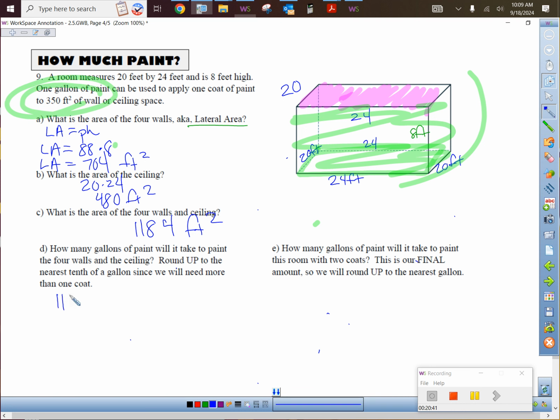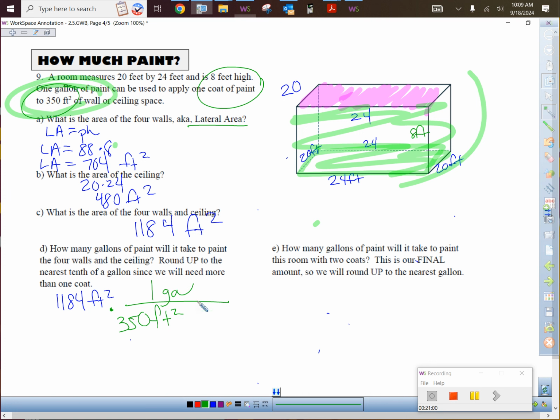We'll take our 1184 square feet, which is what we did right here, and we'll do the same thing as last time. They'll give us this conversion rate, and you see how square feet is upstairs in this label right here? We'll put square feet downstairs. And that's 350 for 1 gallon. If you can do this without writing it down, doesn't hurt my feelings one bit, but some people need to see what to do with that 350. The square feet is upstairs, the square feet needs to go downstairs.